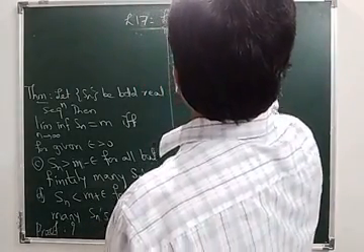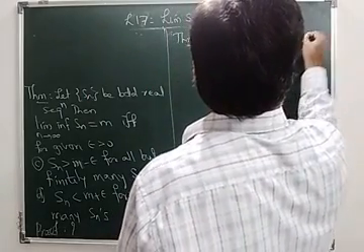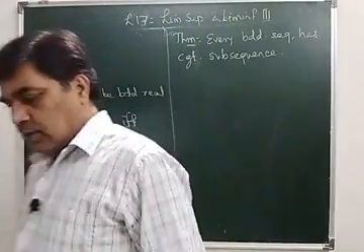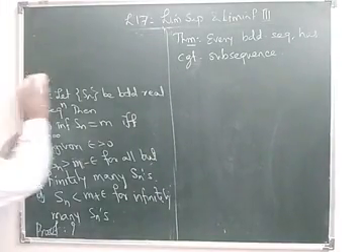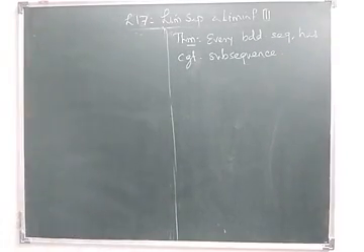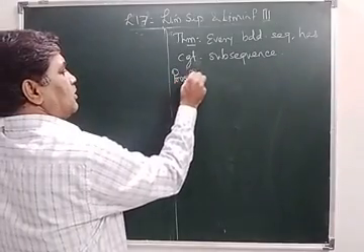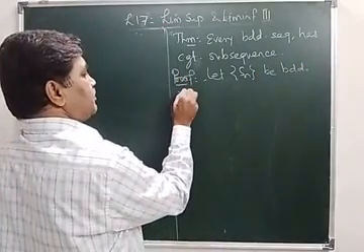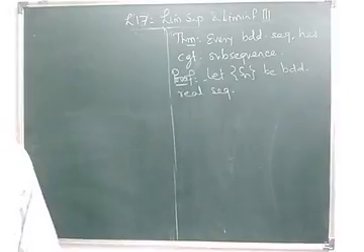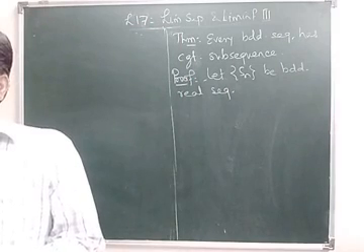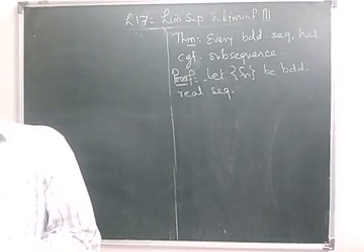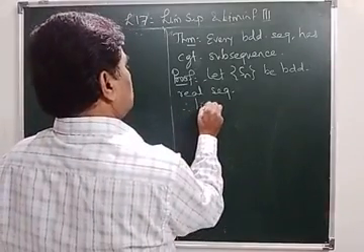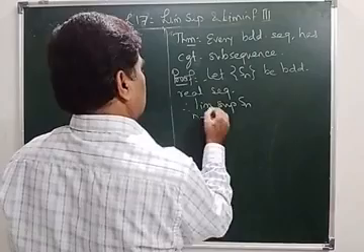Every bounded sequence has a convergent subsequence. So, take Sn to be a bounded sequence of real numbers. Let Sn be a bounded real sequence. As it is a bounded real sequence, therefore limsup of Sn must exist. Therefore, limsup of Sn is equal to M exists.